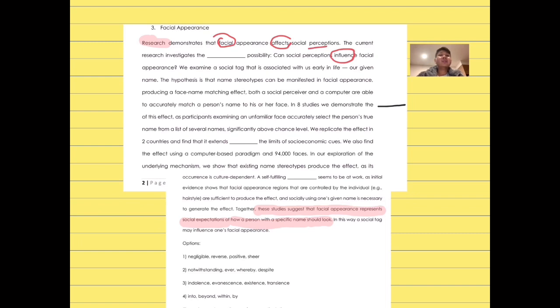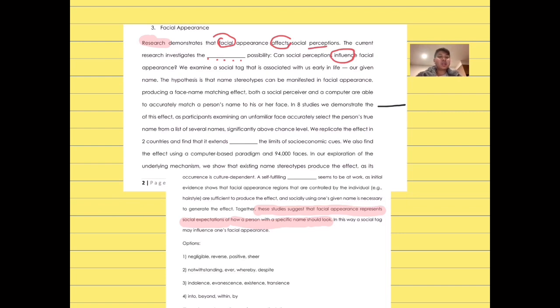And they say that the current research investigates the possibility. The research tries to test something. Possibility is a noun, and the article "the" comes before it, so here should be something like an adjective, right? The answer is right behind this blank. They say, can social perceptions influence facial appearance? Do you see here? Facial appearance affects social perceptions. But here you see the opposite: social perception influences facial appearance. So this blank should be a word like opposite or reverse.